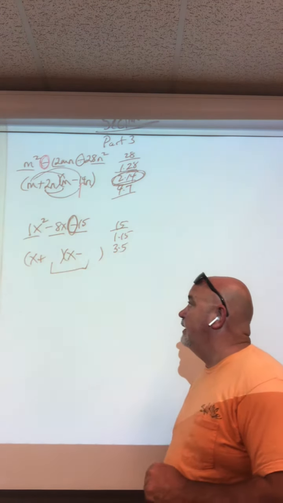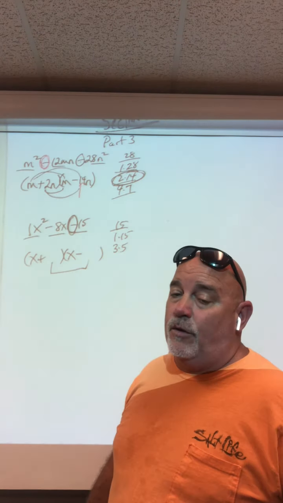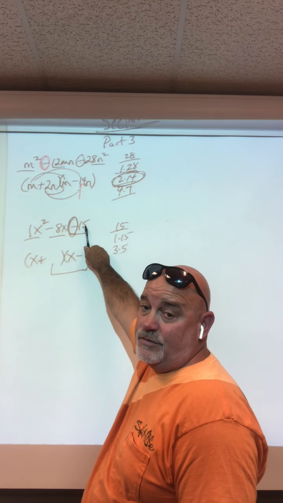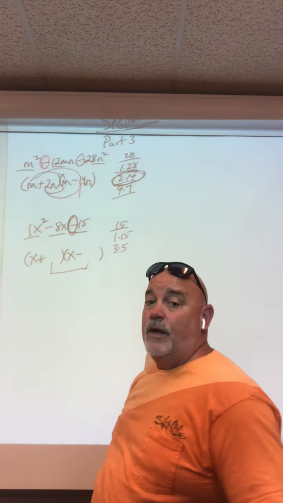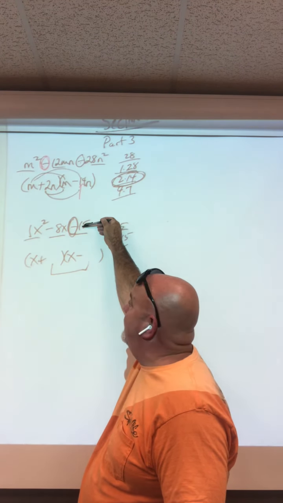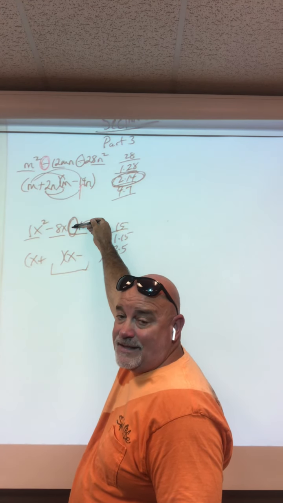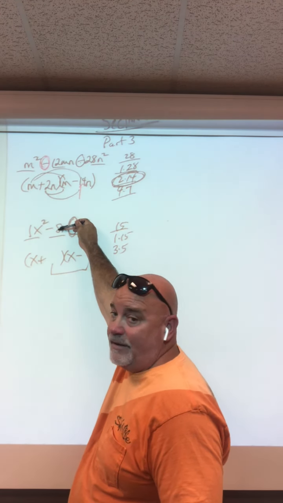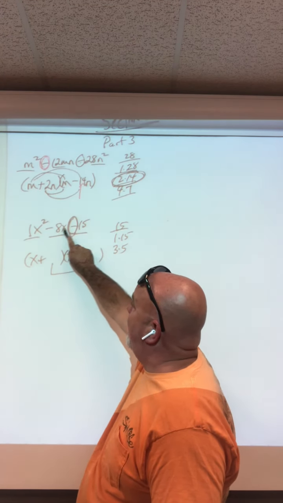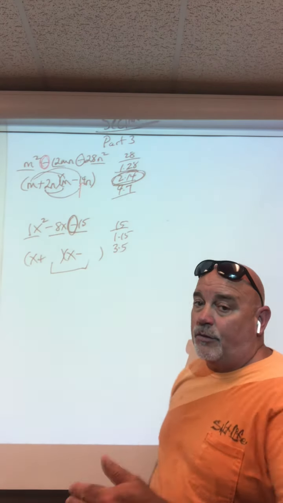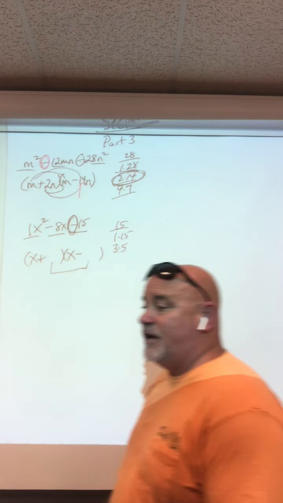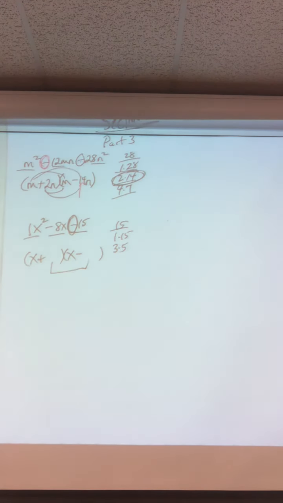Okay, if you paused the video and you FOILed your answer out, I promise you, you didn't get this right here. You got real close, but you didn't get this answer. Here's why. I need two numbers that multiply to give me 15, that subtract to give me 8, not add. Do any of these two sets of numbers subtract to give you 8? No. 3 and 5 add to give you 8, but they don't subtract. So there's not any. That's why this problem is prime.